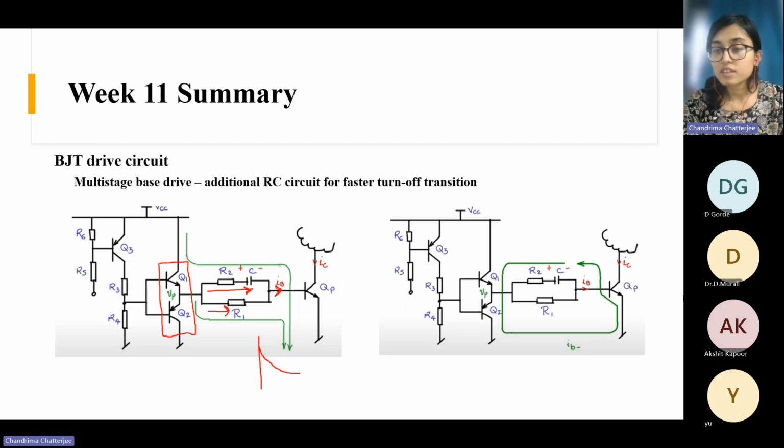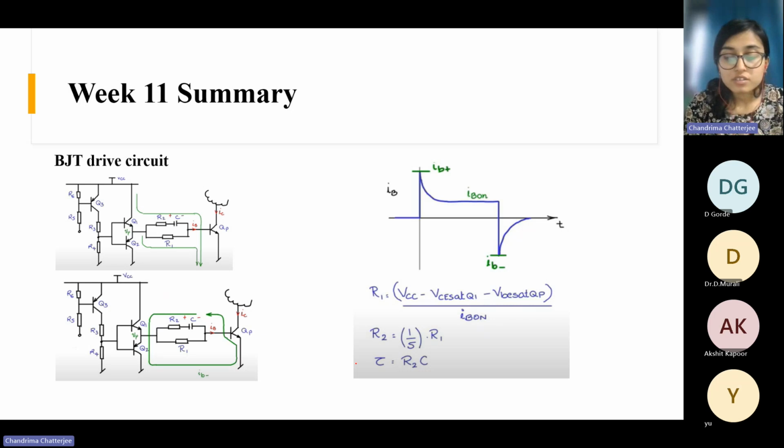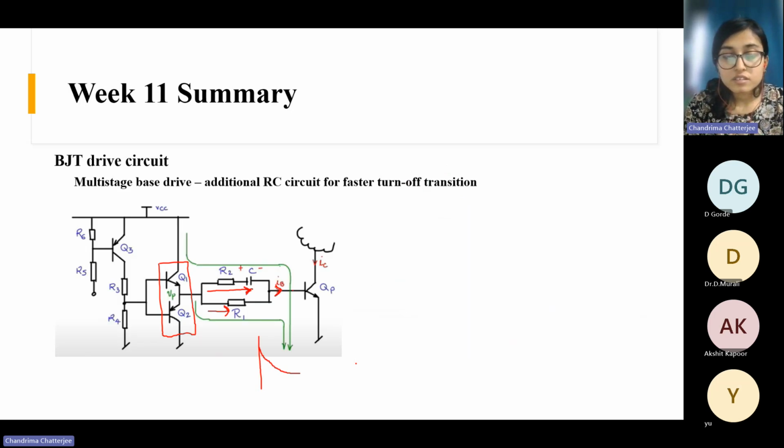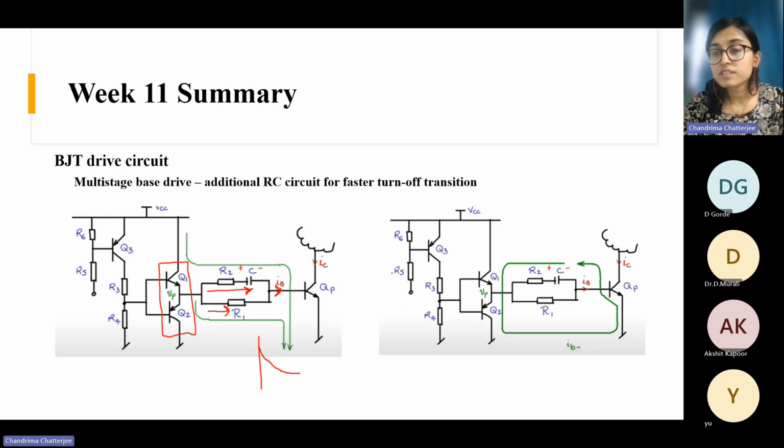So yeah, that's what I was explaining. It is explained here. Just a minute. I think this is the correct thing. Yeah, sorry, this is the path. And the next one, this is the off path basically. This is during on, when Q1 is on and you are providing the base current.